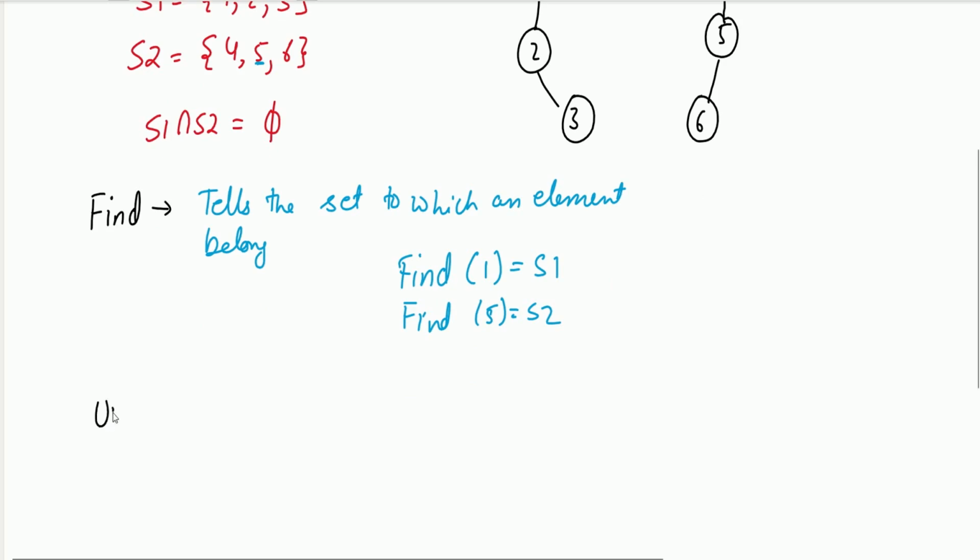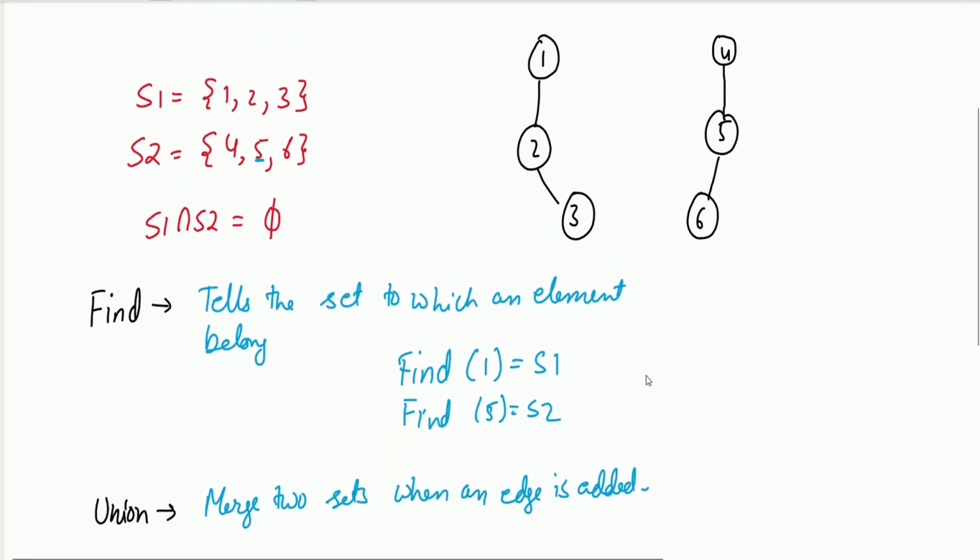The other operation that it supports is union. So basically it merges two sets when an edge is added. Right now these two are disjoint sets. Suppose I add an edge from 3 to 5. So I will first do find 3. Find 3 is S1. Find 5 is S2. So both of them belong to different sets, so we can perform union. We cannot perform union when they both belong to the same set.